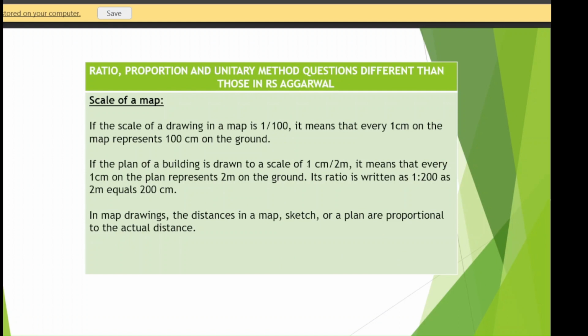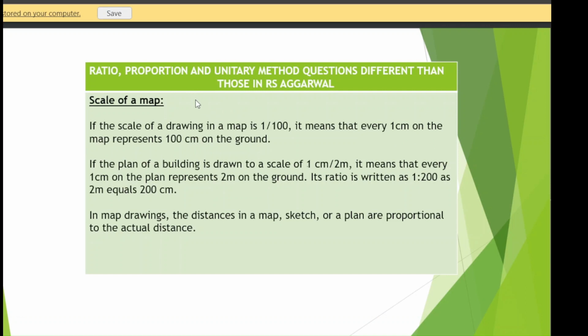Let's understand how scale of a map is derived from the actual distance on ground. Why? Because questions from ratio and proportion could also come from scale of a map. We'll discuss the questions, but before that, let's understand scale of a map. If the scale of a drawing in a map is 1 by 100, it means that every 1 centimeter on the map represents 100 centimeter on the ground.